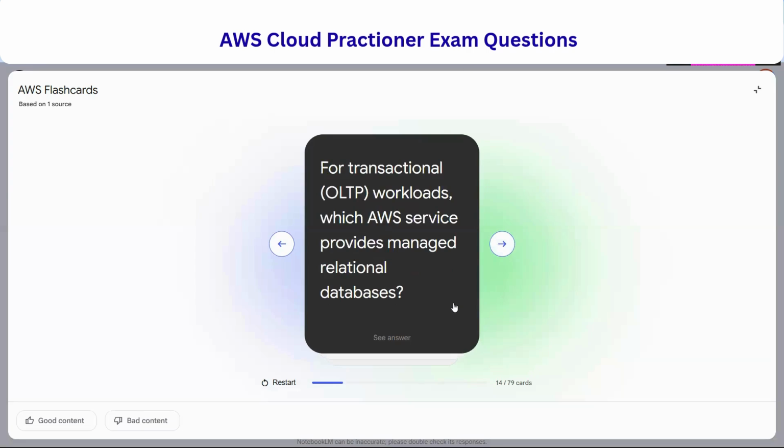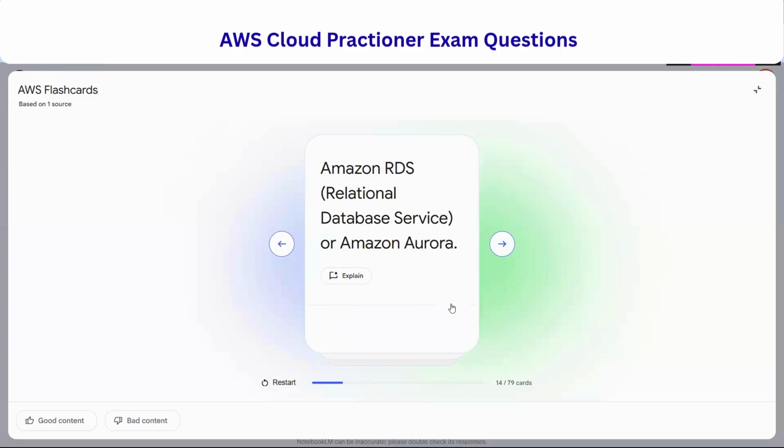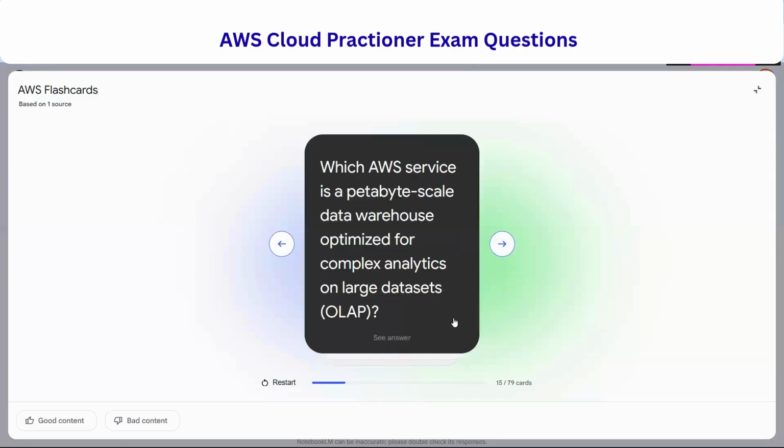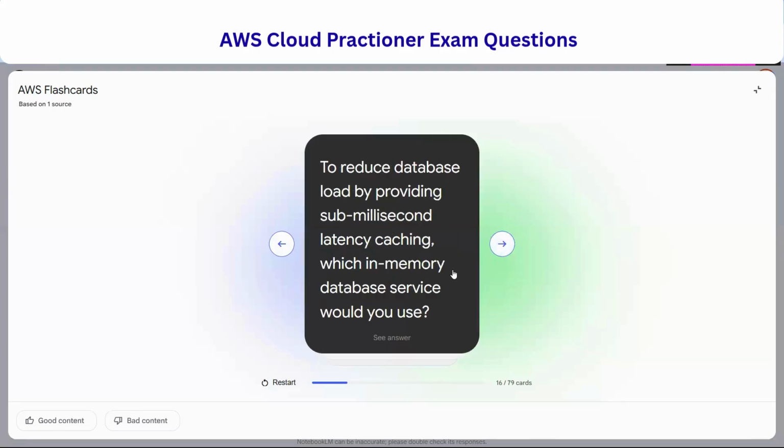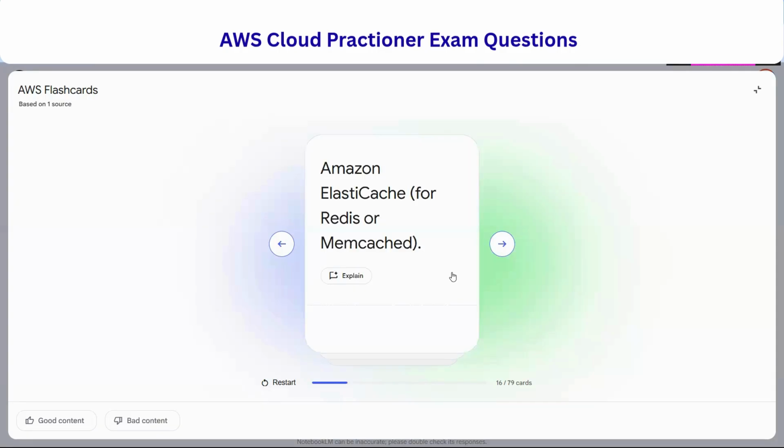For transactional OLTP workloads, which AWS service provides managed relational databases? Amazon RDS, Relational Database Service, or Amazon Aurora. Which AWS service is a petabyte-scale data warehouse optimized for complex analytics on large data sets, OLAP? Amazon Redshift. To reduce database load by providing sub-millisecond latency caching, which in-memory database service would you use? Amazon ElastiCache, with Redis or Memcached.